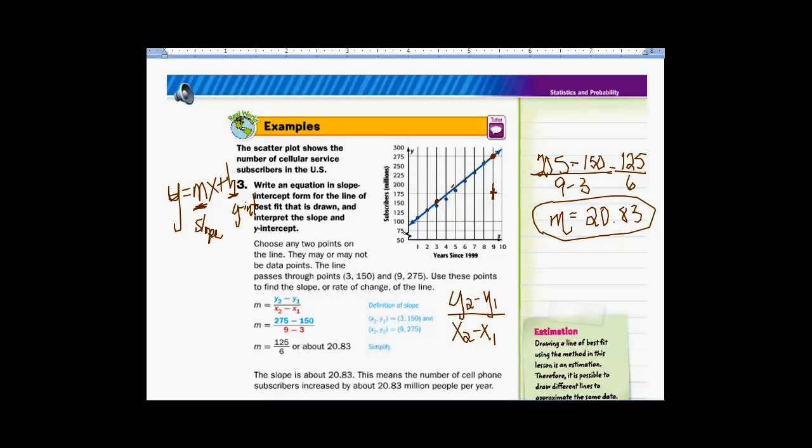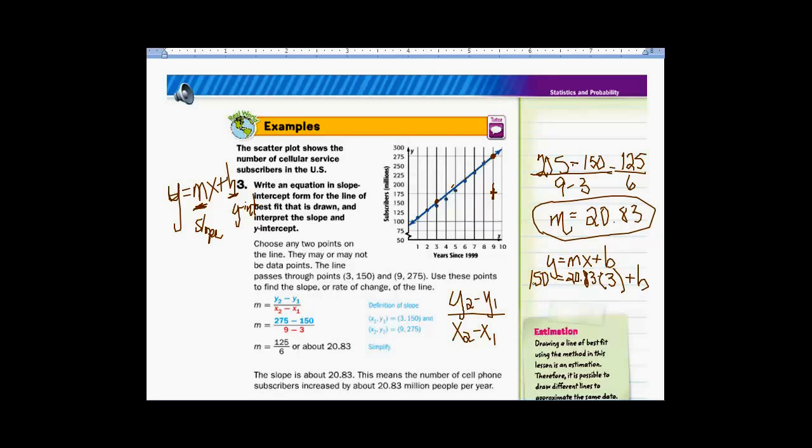So if we know that our equation is y equals mx plus b, we know our slope is 20.83. b is what we're looking for. Let me leave some room in there for my x. 20.83x plus b, and that will equal y. Now for y, we could use any of the points we used here. Let's just use 3, 150. So 3, 150, and I'm solving for b. That would be my y-intercept.